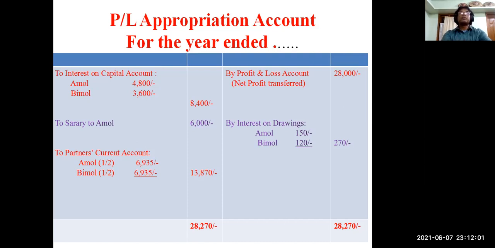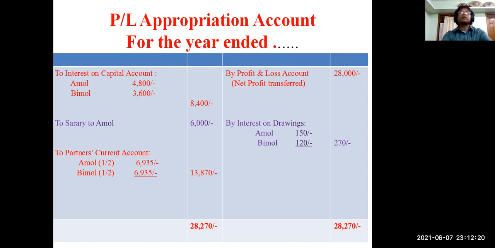So this is the P&L appropriation account. You have seen the P&L appropriation account is over for the year ending the 31st. I have not given a date. Please correct the date yourself from the question: for the year ended 31st March 2021. Debit, credit, amount, particulars, all these things you write. It is already given in the format.